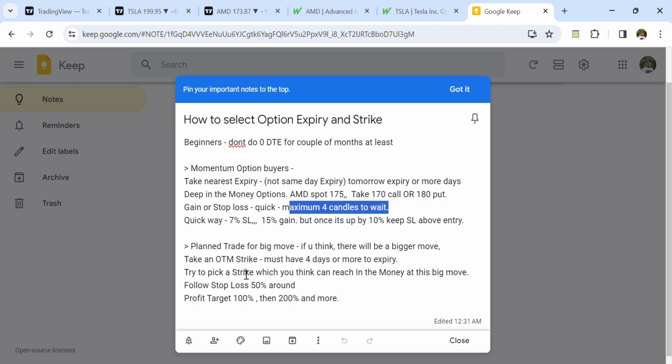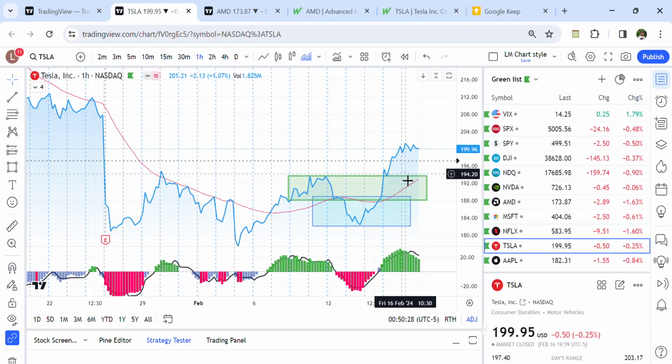Like for example, in case of Tesla, I showed you when it went above 189, 195 was likely to come. So you choose 195 strike. This is just an example. Don't judge my chart and all those things. I'm just telling you an example. I am thinking that 195 is achievable on Tesla, so I will take that 195 call side.